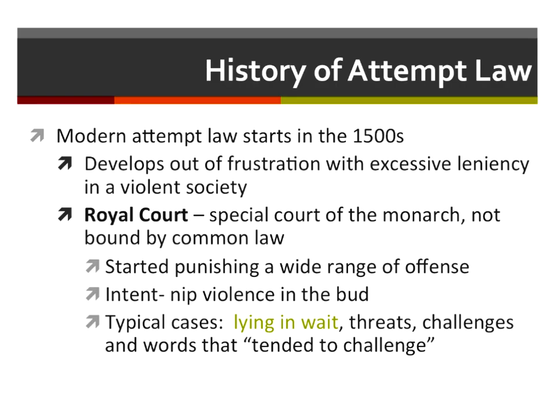So let's look at attempts. Modern attempt law starts in the 1500s, and it develops as people are frustrated with excessive leniency and a very violent society. The royal court, which is a special court of the monarch, was not bound by common law, and they started punishing a wide range of offenses. But their intent here was to nip violence in the bud. Typical cases involve lying in wait, threats, challenges, and words that tended to challenge.